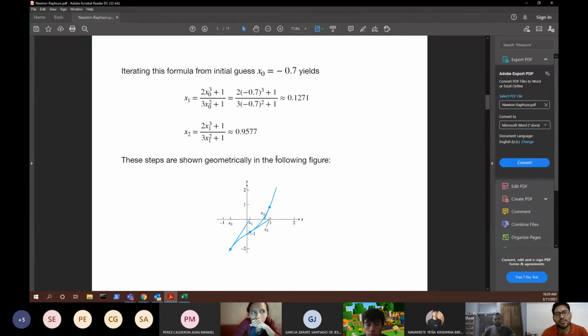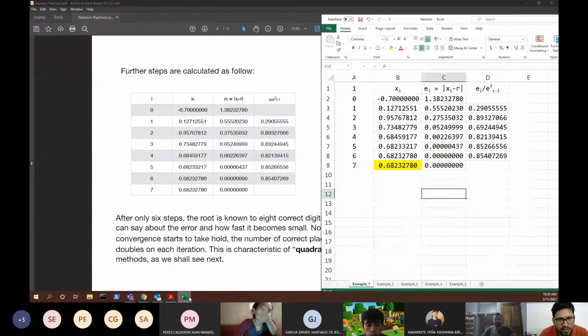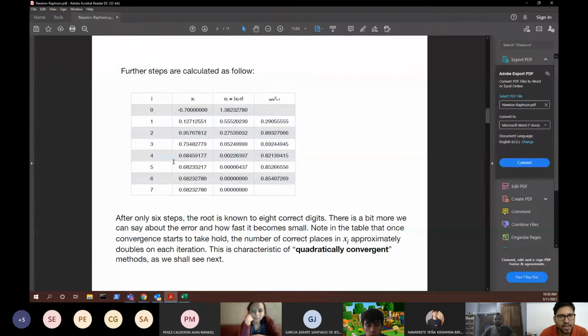Right, okay. So let's continue with this now. This is what you already saw. If you remember, this is what we got here. I'm just putting this back here. So what can we observe here? First of all, we need only 6 steps, and the root is known to 8 correct digits. From the 6th iteration, the error is 0.1 to the power minus 8. So that's a very good approximation. It's a very, very low error.